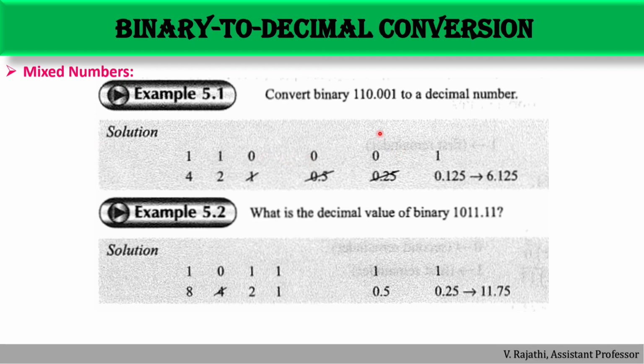111.001. After the point the power will be 2 power minus 1. Before the point we use 2 power 0, 2 power 1, 2 power 2. But here we have 2 power minus 1, 2 power minus 2, 2 power minus 3. In the same way we can calculate the mixed number also.